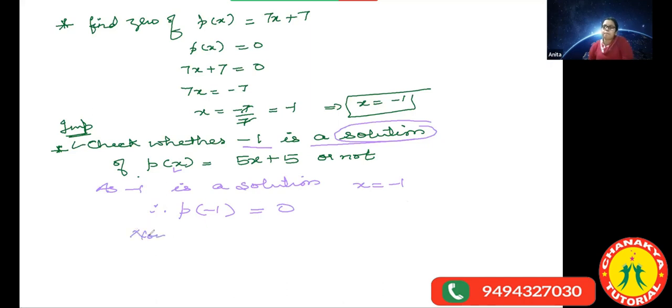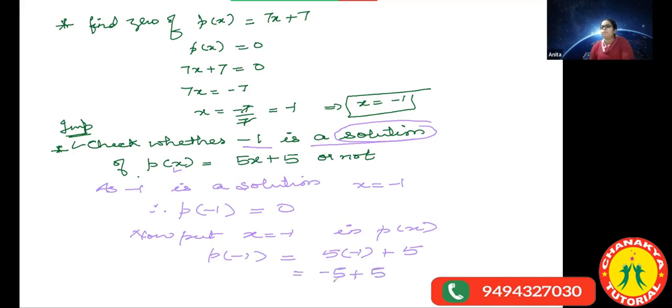Now put x is equal to -1 in p(x). Then p(-1) will be equal to 5 into -1 plus 5. So 5 ones are 5, into -1 is -5, plus 5. Now we have opposite signs and equal terms, so it will be equal to 0. Clear this, children? Now we have got p(-1) is equal to 0. Therefore, you will write at the end, -1 is the solution of the polynomial. Have you understood, children?